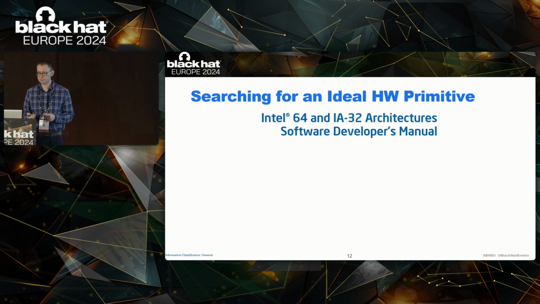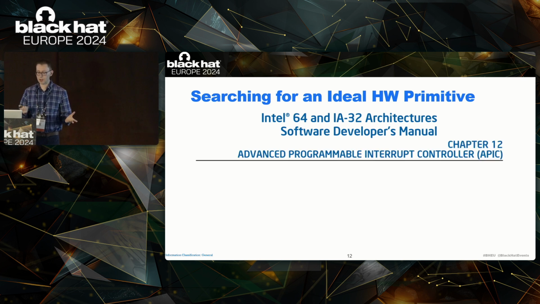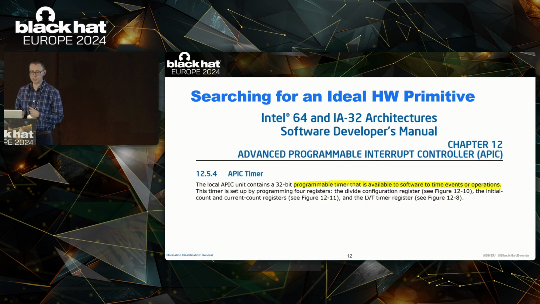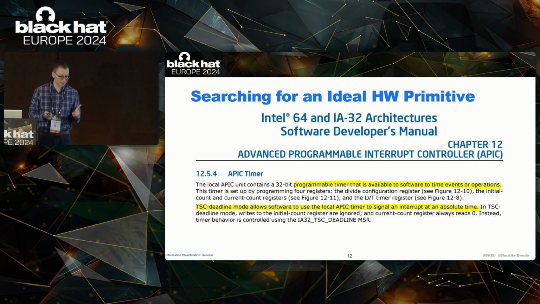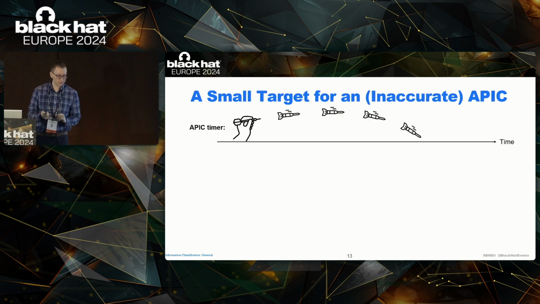So what those authors did is they looked at the Intel Software Developers Manual, and they noticed that there's this feature called the Advanced Programmable Interrupt Controller. That controller includes a programmable timer that is available to software to time events or operations. And it has a mode that allows software to use the local APIC to signal an interrupt at an absolute time. And maybe they thought, that's interesting.